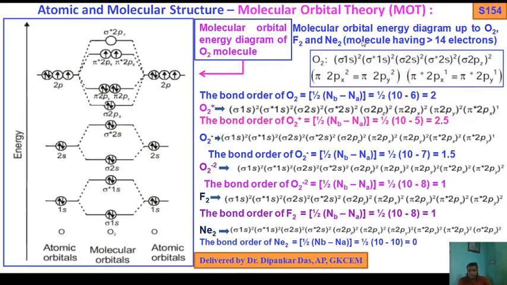Now O2, as I told you: sigma 1s2, sigma star 1s2, sigma 2s2, sigma star 2s2, sigma 2pz2, because sigma 2pz comes first. Then pi 2px2, which is equivalent to pi 2py2. Some books write pi 2py2 below pi 2px. Then comes antibonding pi star 2px1, pi star 2py1, and you can also write sigma star 2pz, or you need not write it. There will be no problem because it is vacant. It has no electrons.